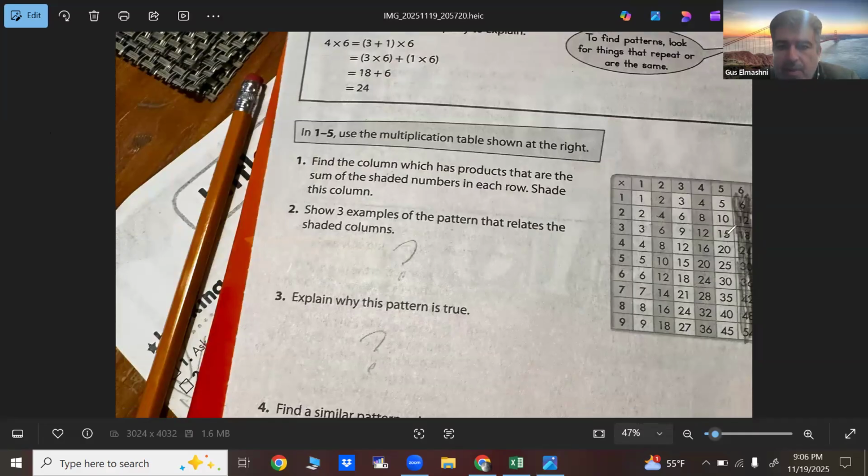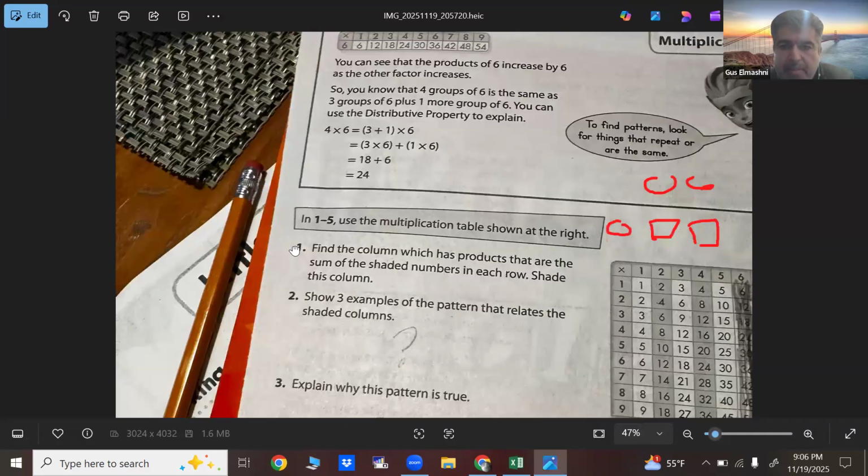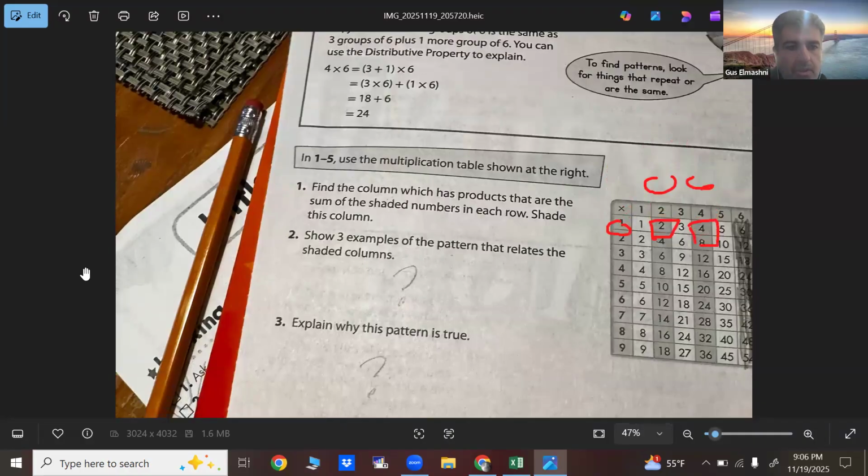The third row, 6 and 12 got us 18, right? Well, if we think about it, 3 times 2 gets you 6. Or 3 times 4 gets you 12. So what you want to do is you want to show this, just like they had up above here. In that example, we had 3 plus 1 times 6. So what you want to show is, well, 2 plus 4 times 3.